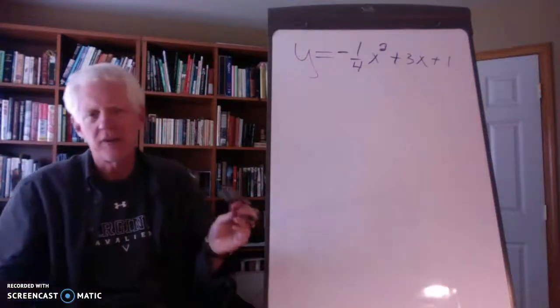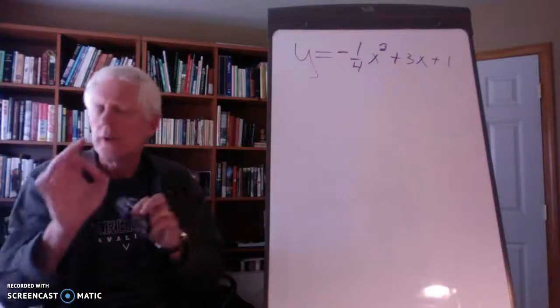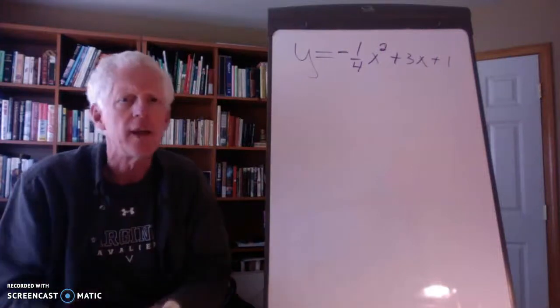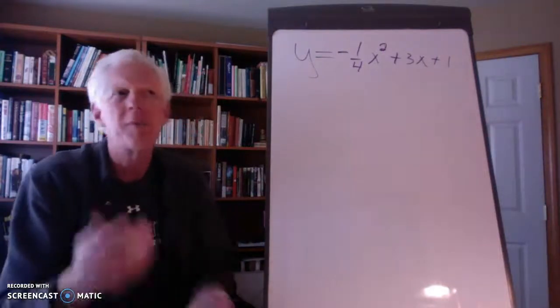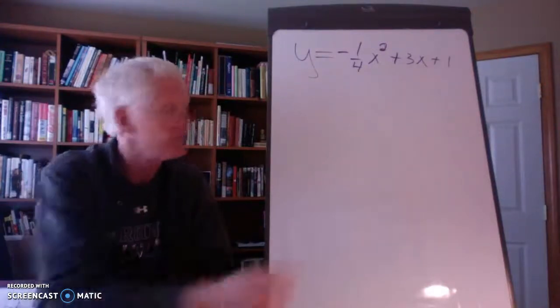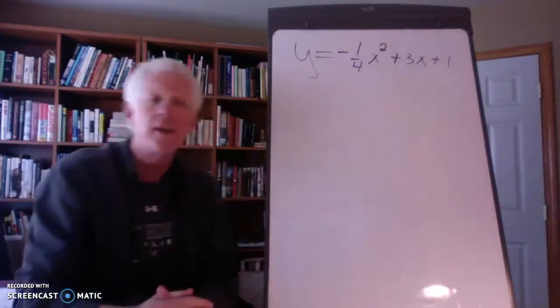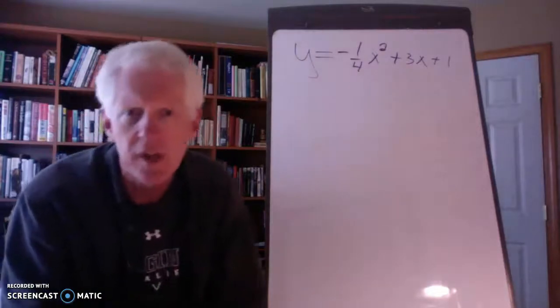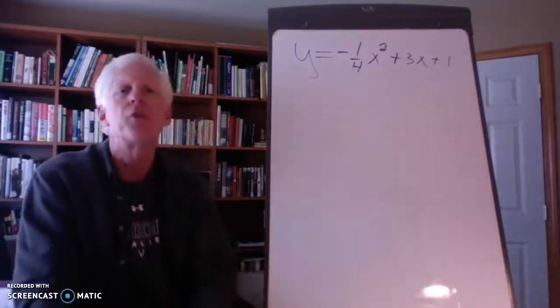So the last 2 days I've been sitting here reading them all and putting little comments, trying to guide you through that. And we're about maybe 50-60% are getting it okay, but there are some pretty common misconceptions in this problem right here. Y equals negative 1/4 x squared plus 3x plus 1.